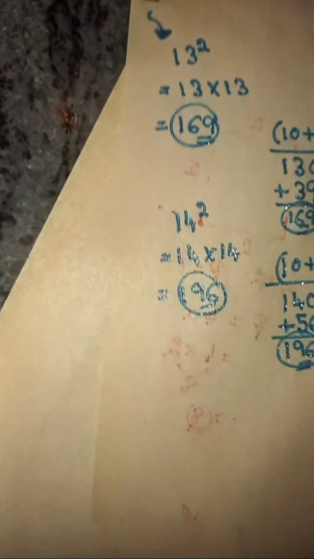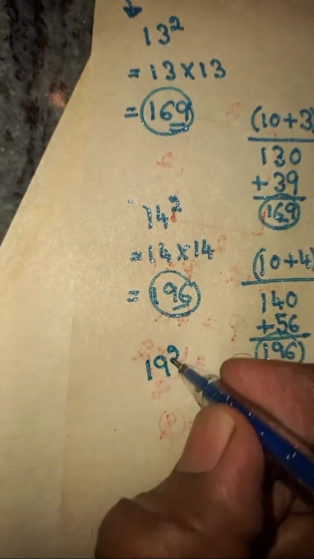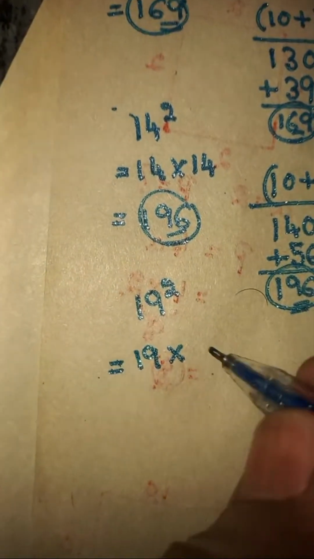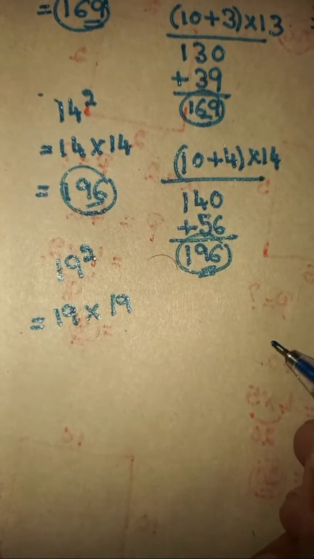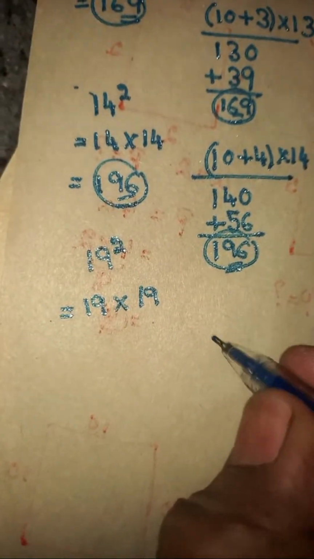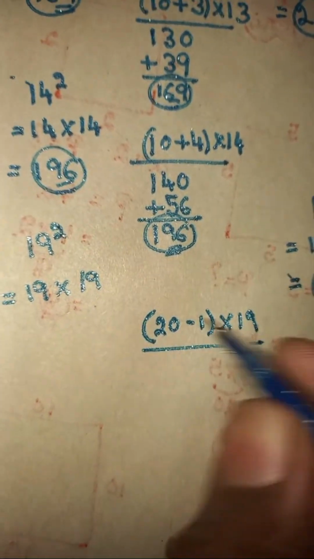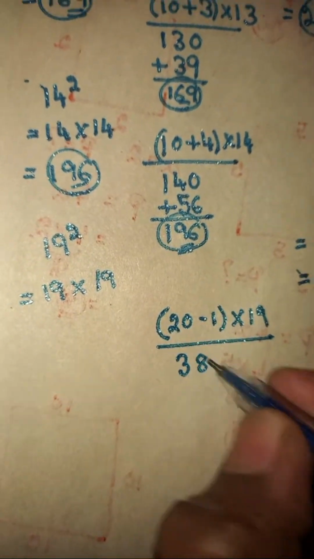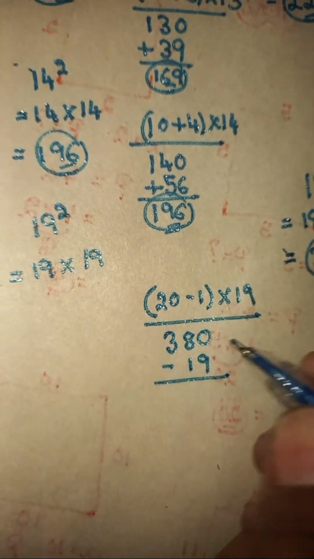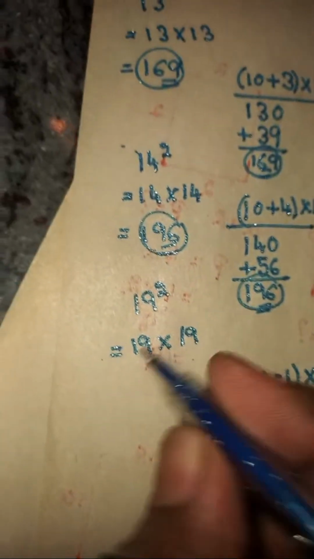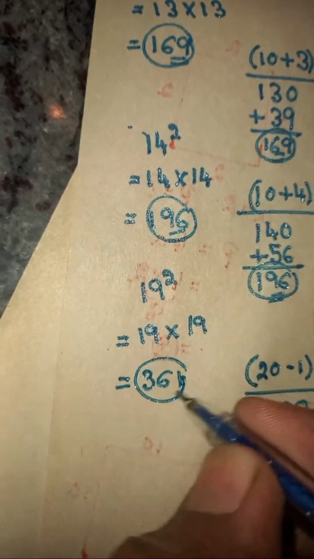Let's take this 19 square. 19 square can be written as equal to 19 times of 19. Now you can write this 19 as 20 minus 1 times of 19. Now 19 times of 20 is 380 minus 19 times of 1 is 19. 380 minus 19 is 361. So this completely equal to 361.